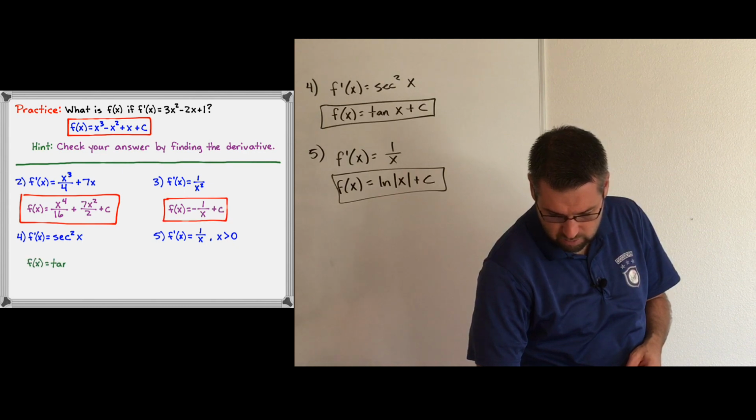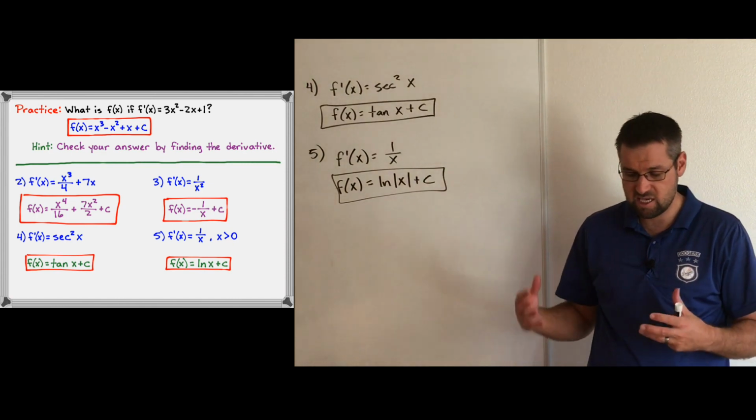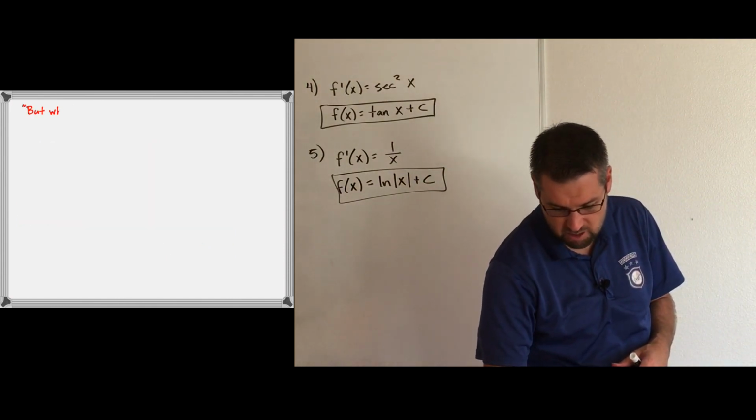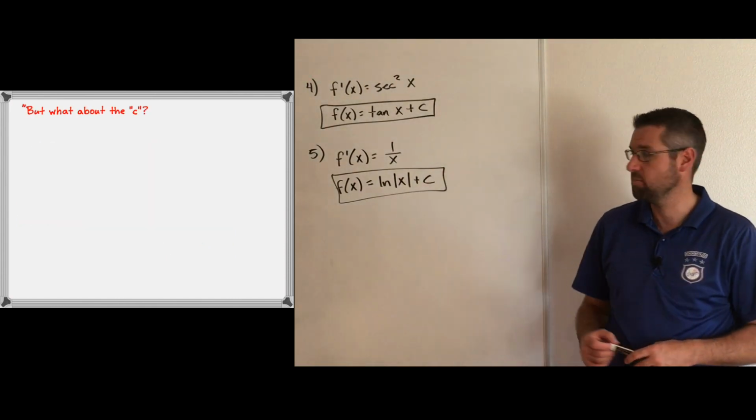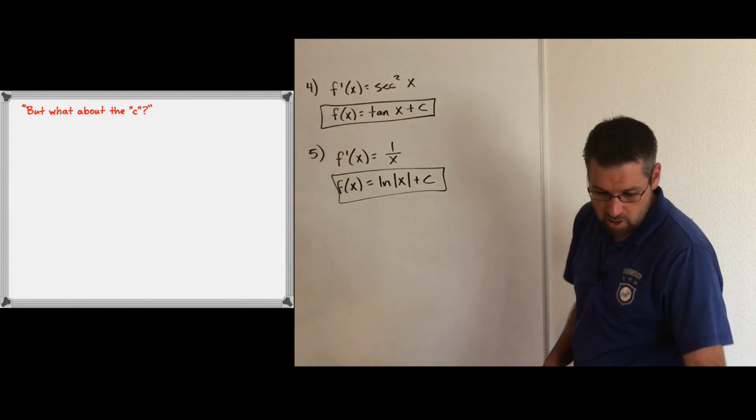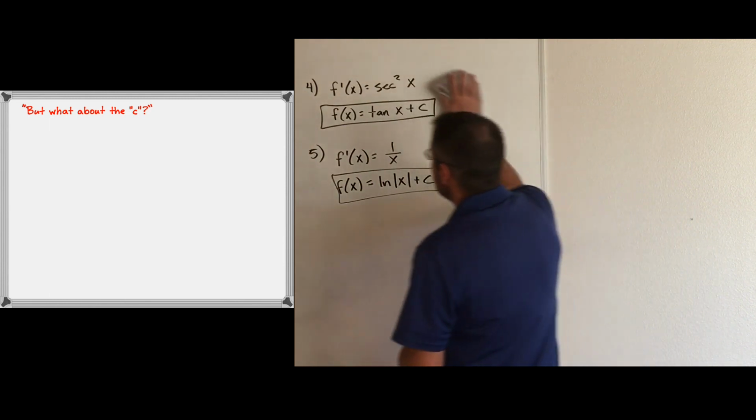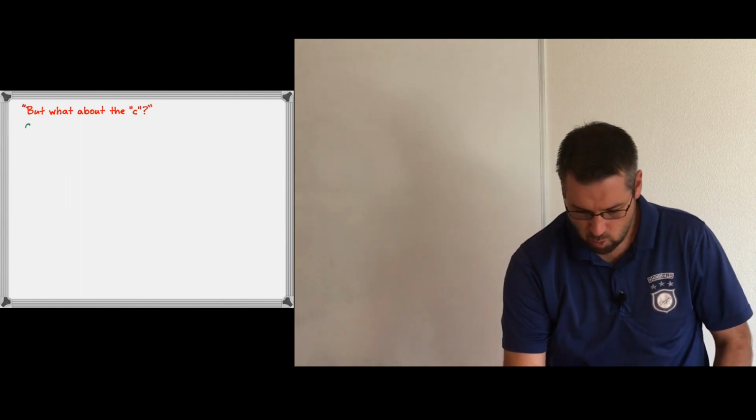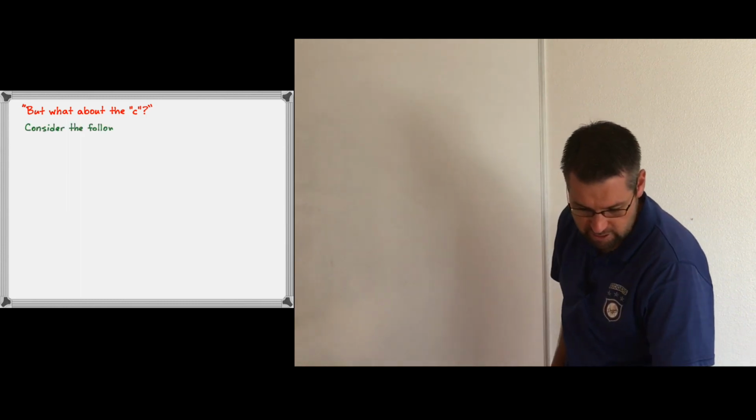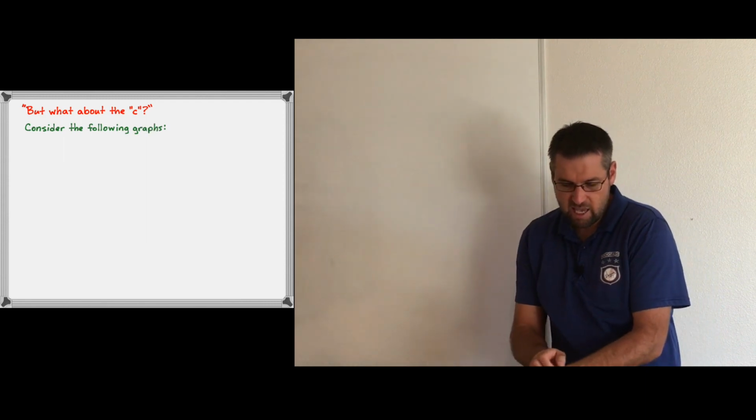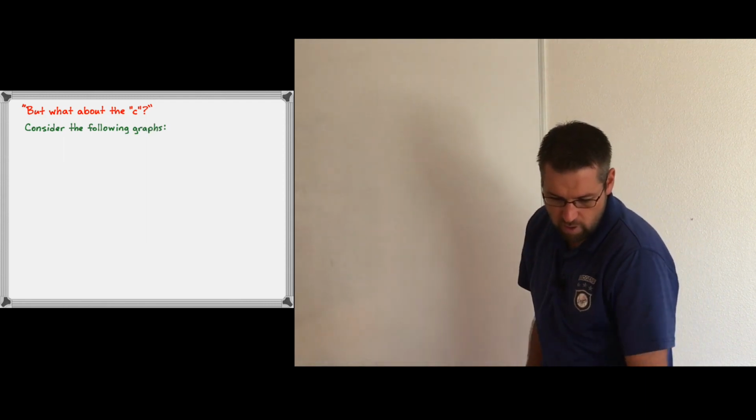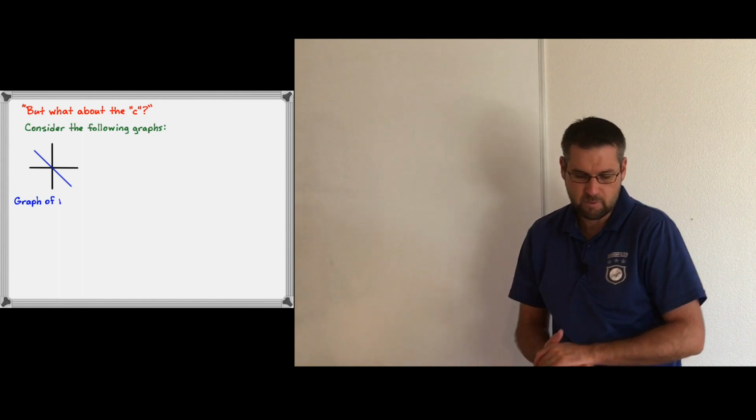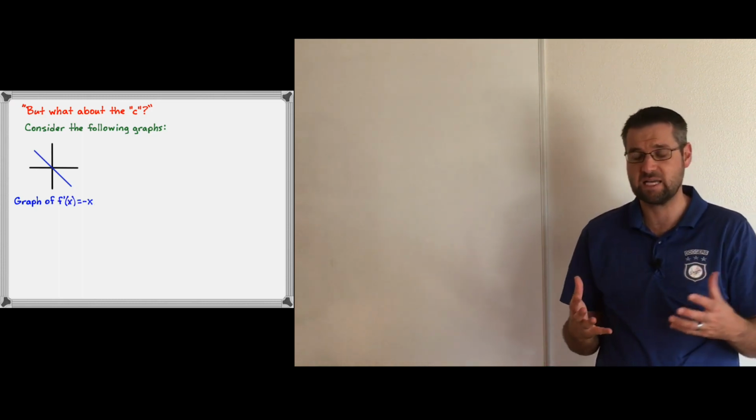Going on to the next idea now is trying to understand what this c thing does. And we've talked about it a little bit, but let's go a little bit deeper into this. But what about the c? What does the c mean? Well, let's go back to the idea that we had earlier where we had a linear function as our derivative. So let's say we were looking at the graph of a line. Okay, so this is the graph of f prime of x.